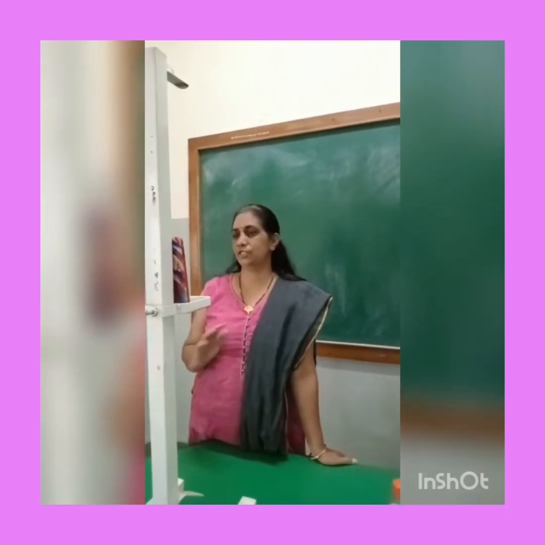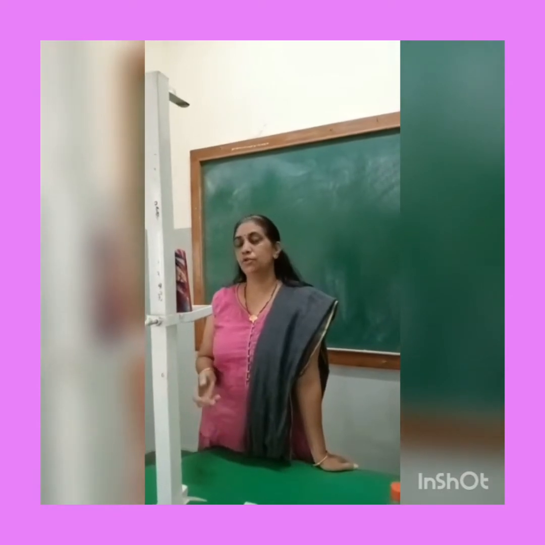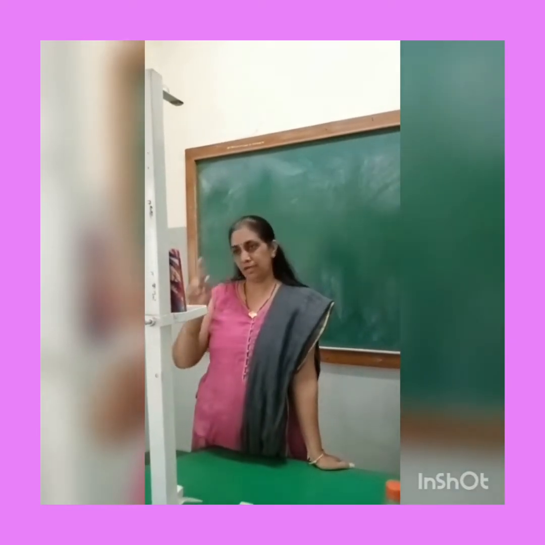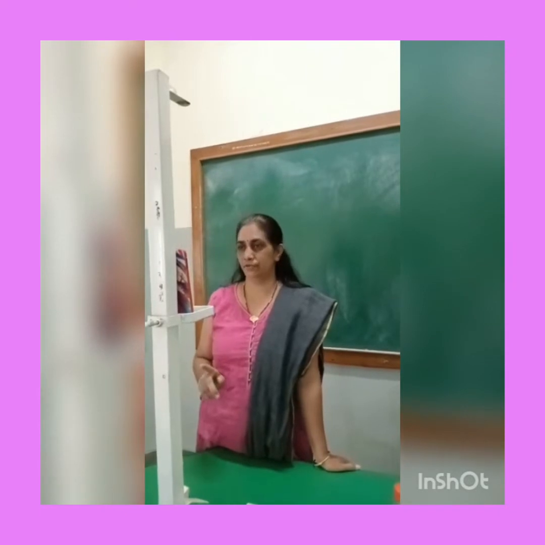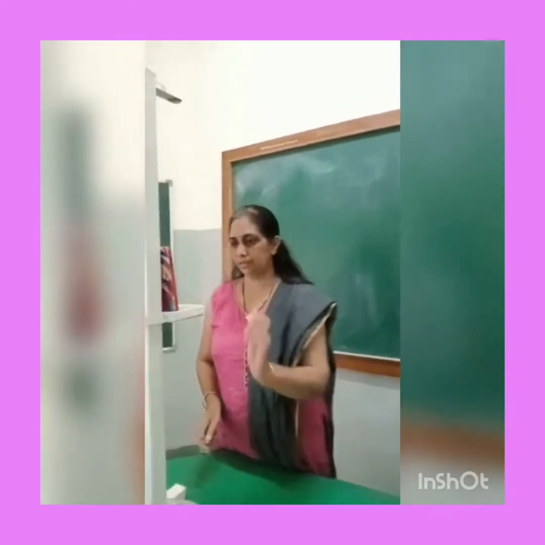Based on this, we will be able to predict the outcome using the Punnett square. That square which we had drawn for tall and dwarf gametes is called the Punnett square. Shall we begin?